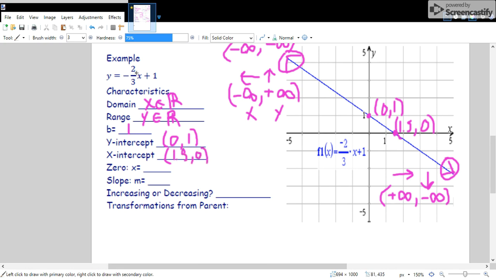If you want to double check that, you could solve for x in this equation if you set y equals 0. 0 equals negative 2/3 x plus 1. If you solve for this, you should get 1.5. So our zero is x equals 1.5. Our slope m is negative 2/3.